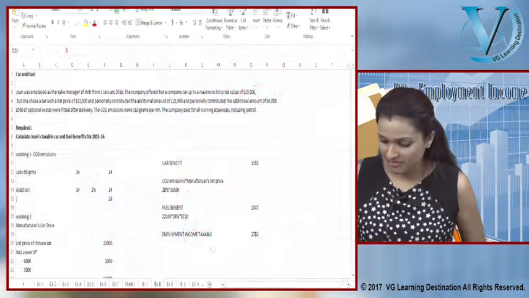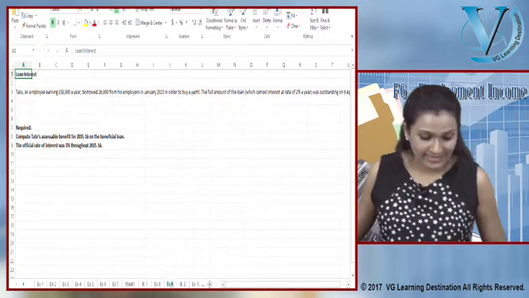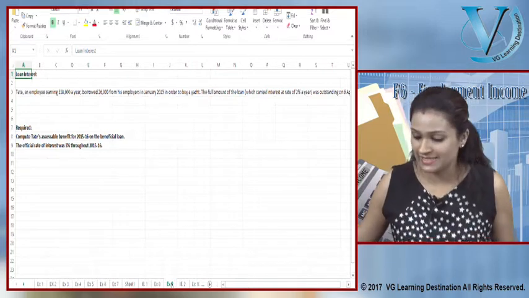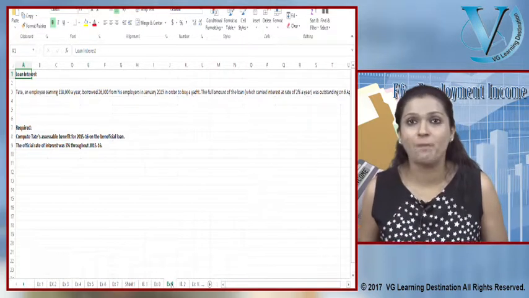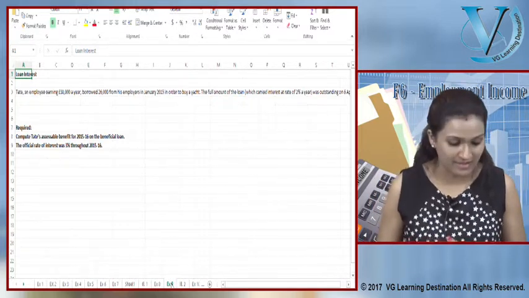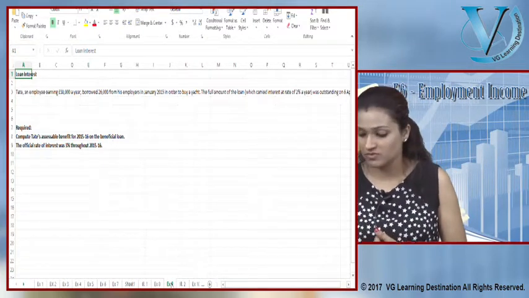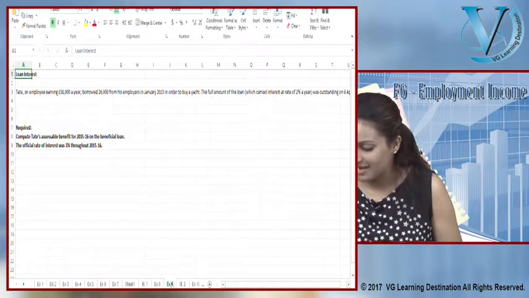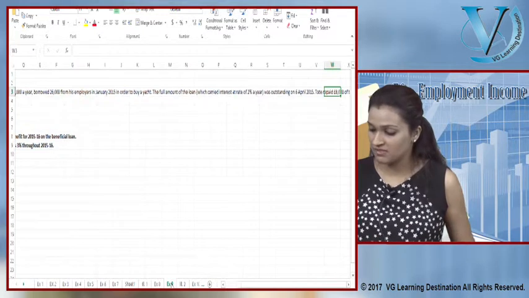Let's do a quick question so that we practically understand what the benefit is and how we are going to calculate it. Tate, an employee earning £30,000 a year, borrowed £26,000 from his employers in January 2015 in order to buy a yacht. So in January 2015, which basically means 3 months out of the 12 months, the benefit has been enjoyed, wherein you have taken a loan for £26,000. The full amount of the loan, which carried a rate of interest at 2% a year, was outstanding on 6th of April 2015.